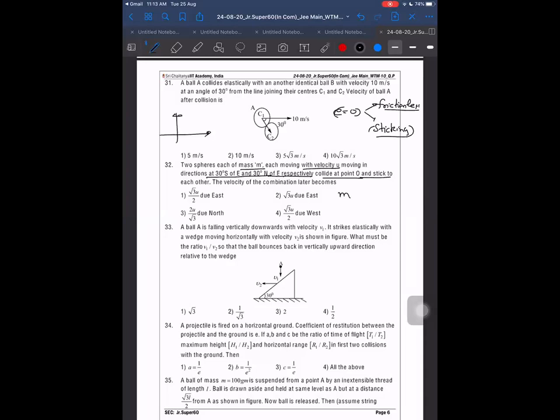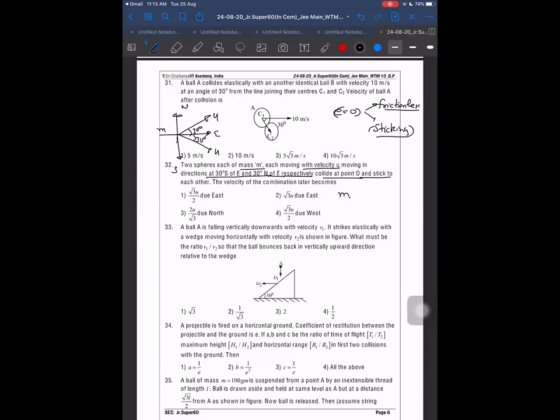Let me check once. U is moving in which direction? 30 degrees south of east. East, north, south. 30 degrees south of east means 30 degrees from here, and 30 degrees north of east means this side, 30 degrees north of east. Let us say both are m only, equal mass.